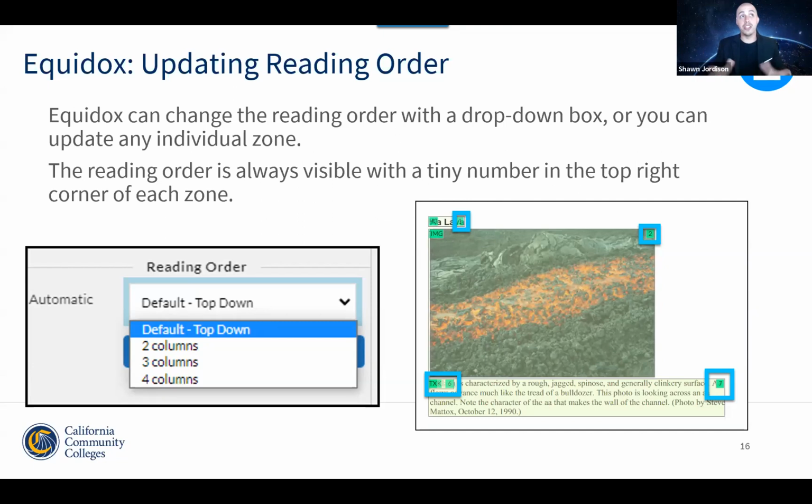So there are 2 images on my slide. The first image shows different options that a user can select for the reading order to include either the default option of top to bottom and the other options, which are 2, 3, and 4 columns. Now, this is sort of like an automated reading order that it applies, but you have full control over being able to change that. The second image is an example of the reading order displayed on individual zones within Equidox.